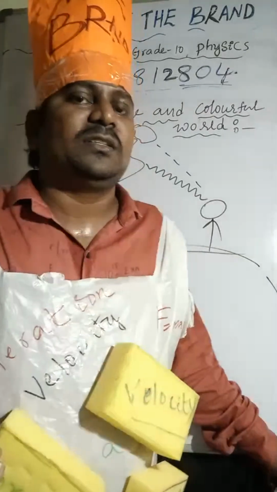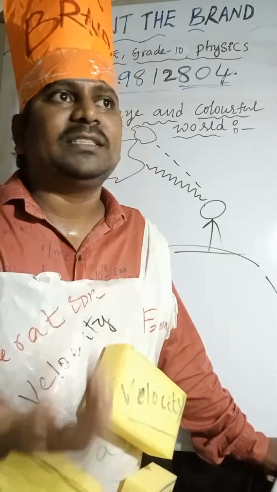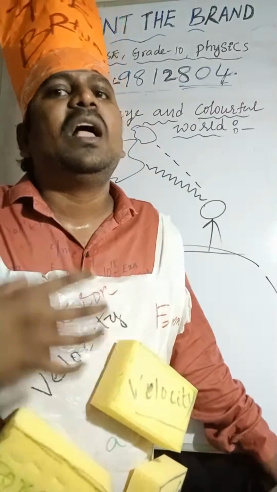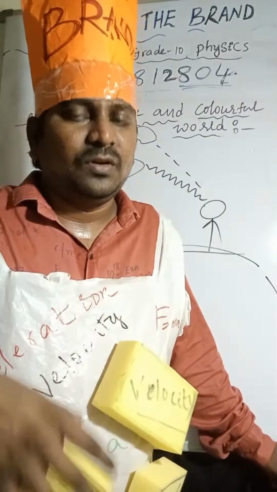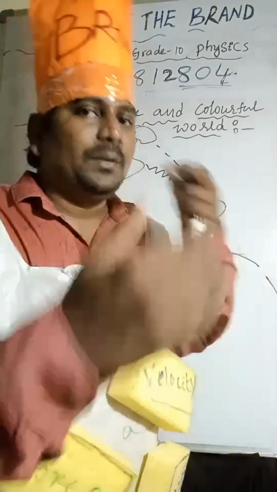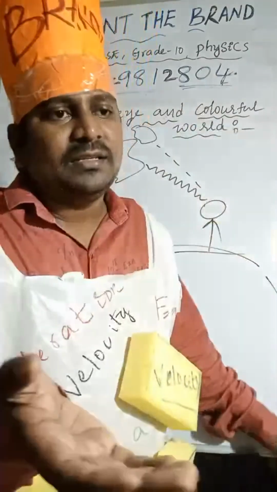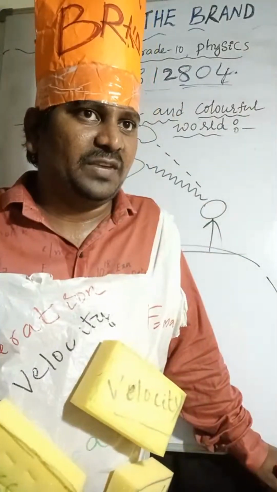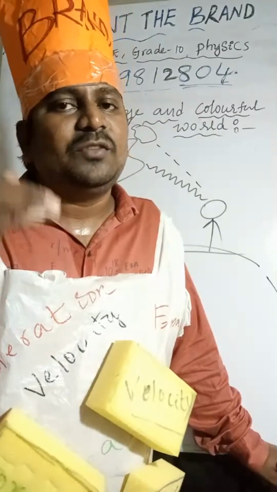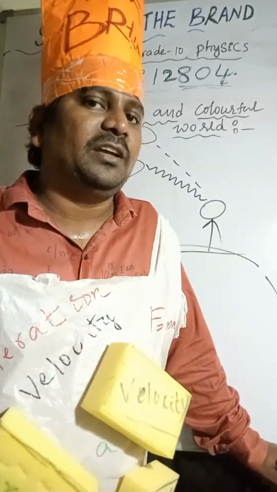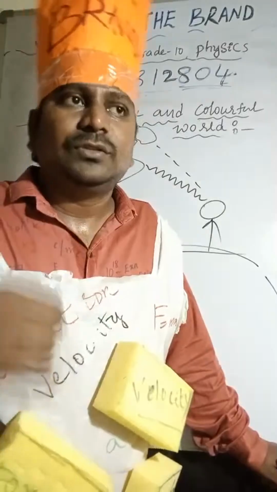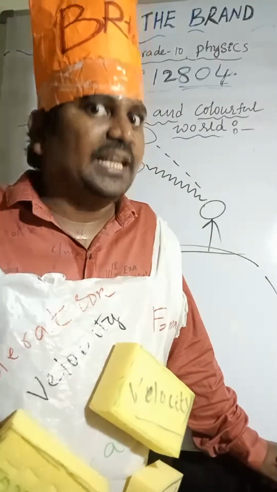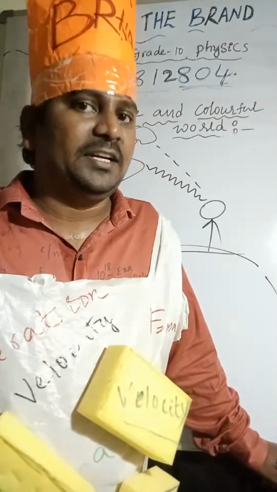Related to positions, see the advanced sunrise and delayed sunset. Advanced sunrise and delayed sunset are also due to atmospheric refraction. Apparent position will change. The actual position is below the horizon, but it appears above the horizon due to atmospheric refraction. So advanced sunrise and delayed sunset are due to atmospheric refraction. Related to colors, the blue color of the sky, the reddish color of the sky, and the blue color of the sea are also due to scattering of light.